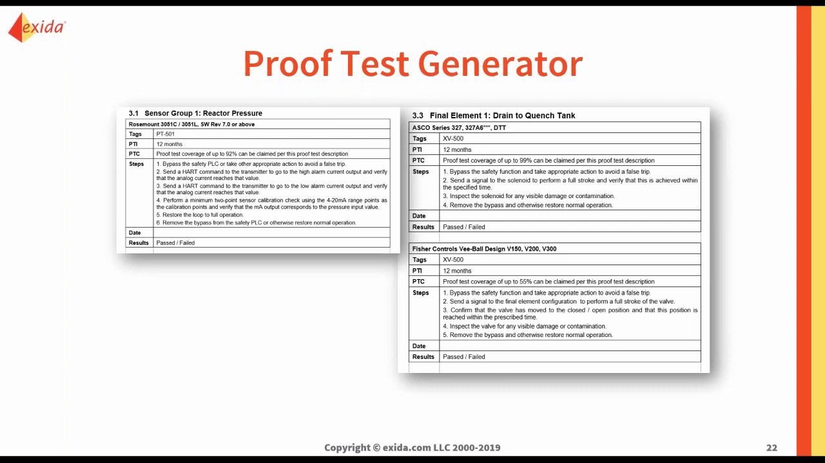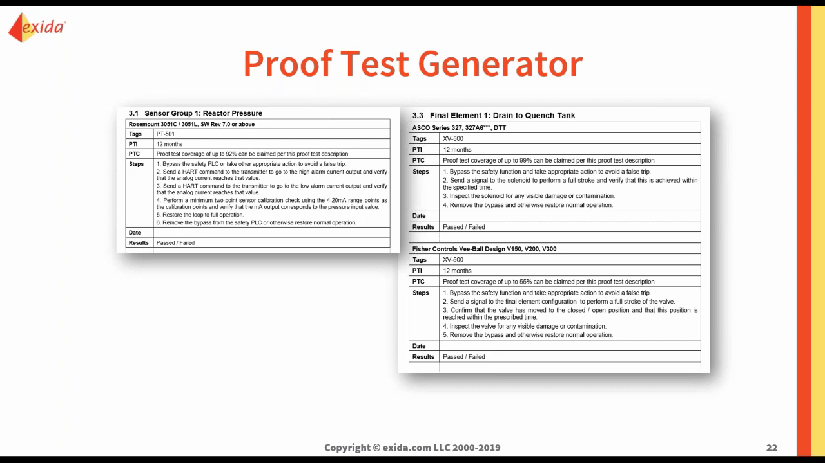One thing I mentioned earlier is that if you find that you're actually doing more in your proof test than is shown here, then you can overwrite that proof test coverage and actually take more credit for your proof test in your calculation. But this is handy in that you have to make sure you're at least doing these steps. So we do have that proof test generator.